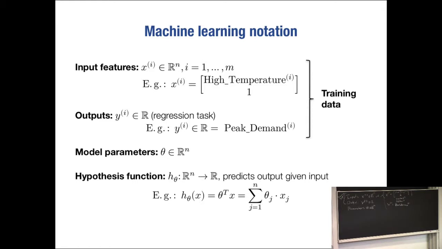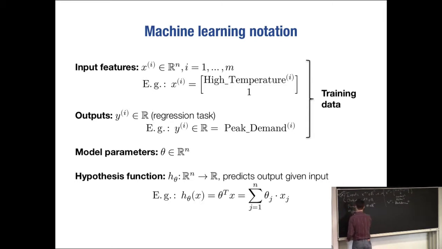Okay. And these are the things that are going to define our last bit, which is our hypothesis function. Right? And so the hypothesis function is going to be parameterized by these parameters theta. And in fact, that is our fourth ingredient, the hypothesis function.